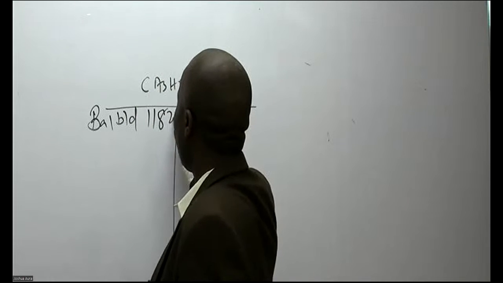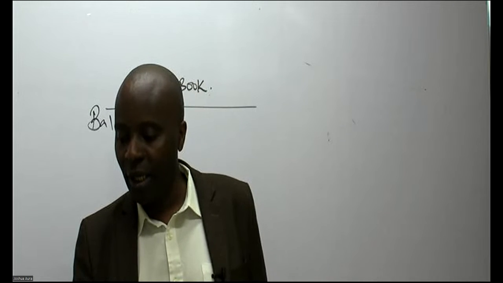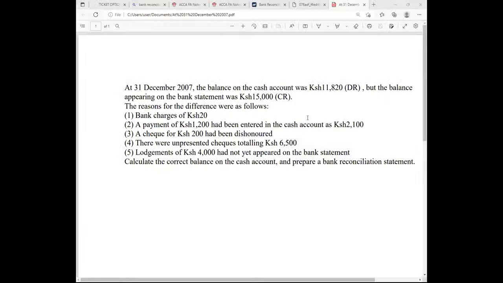Great. Now, from there, we are told the balance appearing on the bank statement, which will come later, was 15,000. So you can see there's a discrepancy between the two. The reasons for the difference were as follows. This figure I'll pick later.